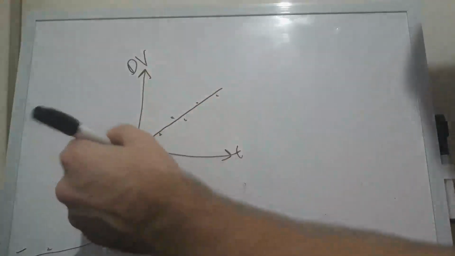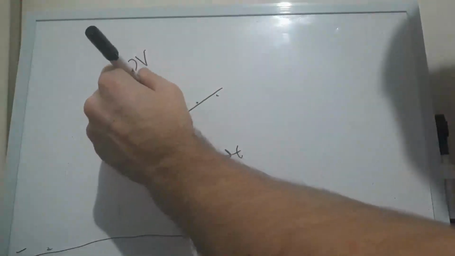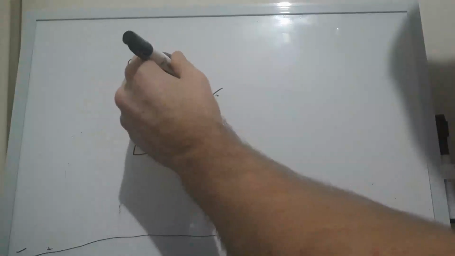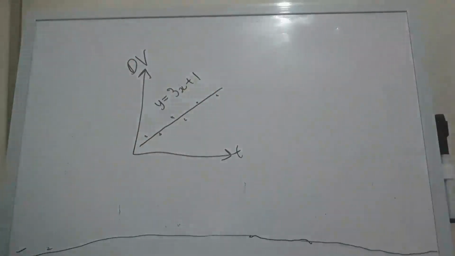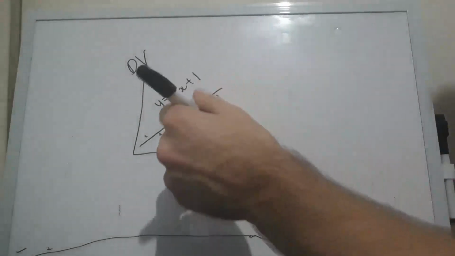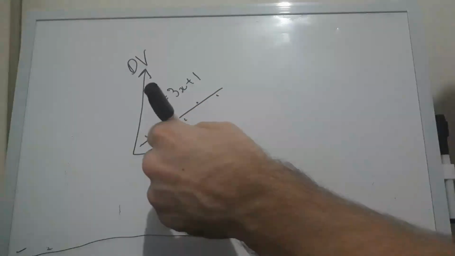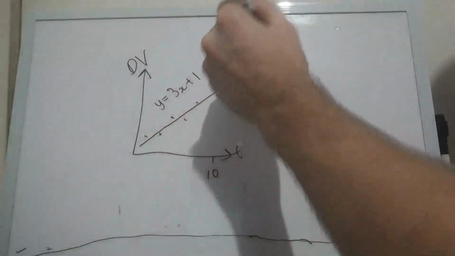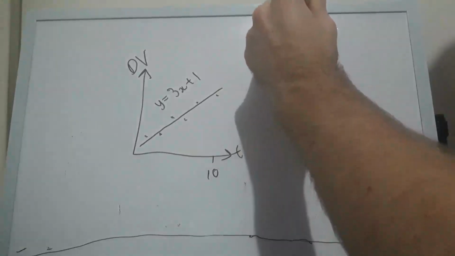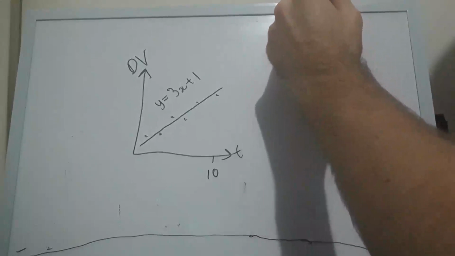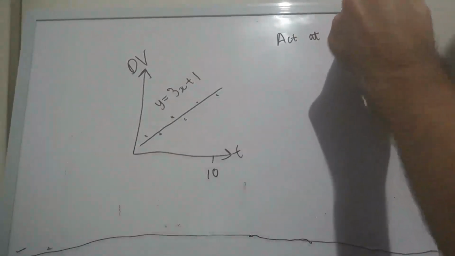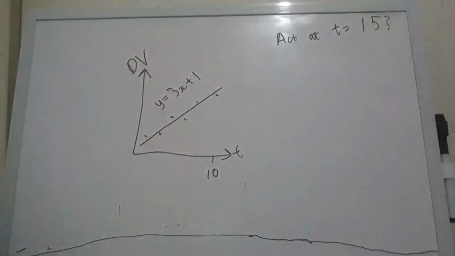And let's say you know what the equation of that line is. Let's say it's y equals 3x plus 1. Now, y is your deseasonalised value, x is your time. And so let's say that here time is 10. And the question is, what is your actual value at time equal to, let's say, 15?